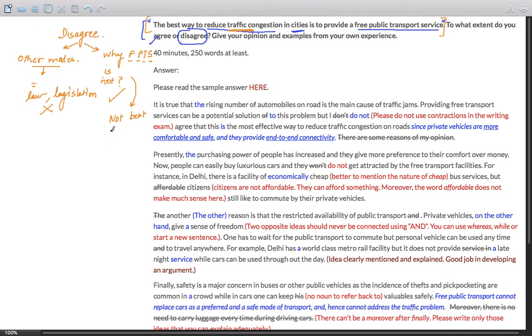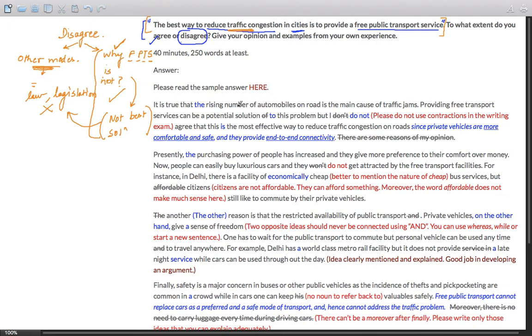Well, while discussing the not-best-solution part, you can give examples of the other modes, but you cannot solely rely on other modes. So other modes or other measures, not necessarily always modes, but measures that can help reduce traffic congestion. So I hope the point is clear. You are just supposed to stick to this part, and this student has followed the right approach in answering this question. Well, let us discuss what exactly he has done.